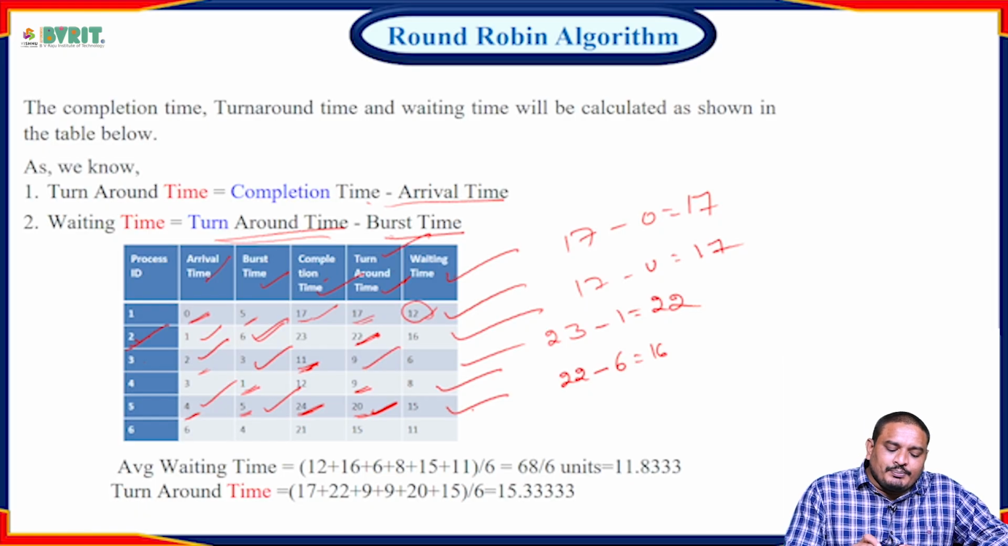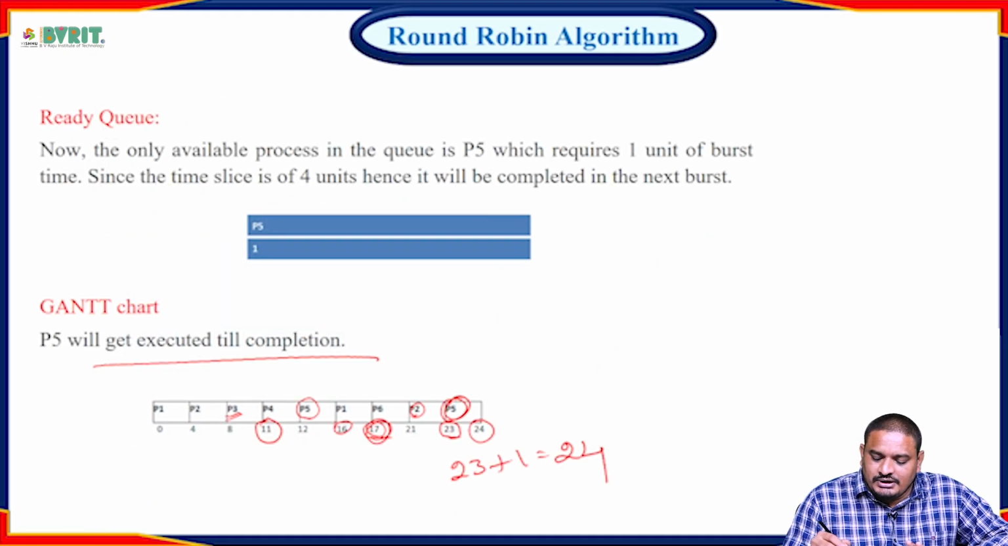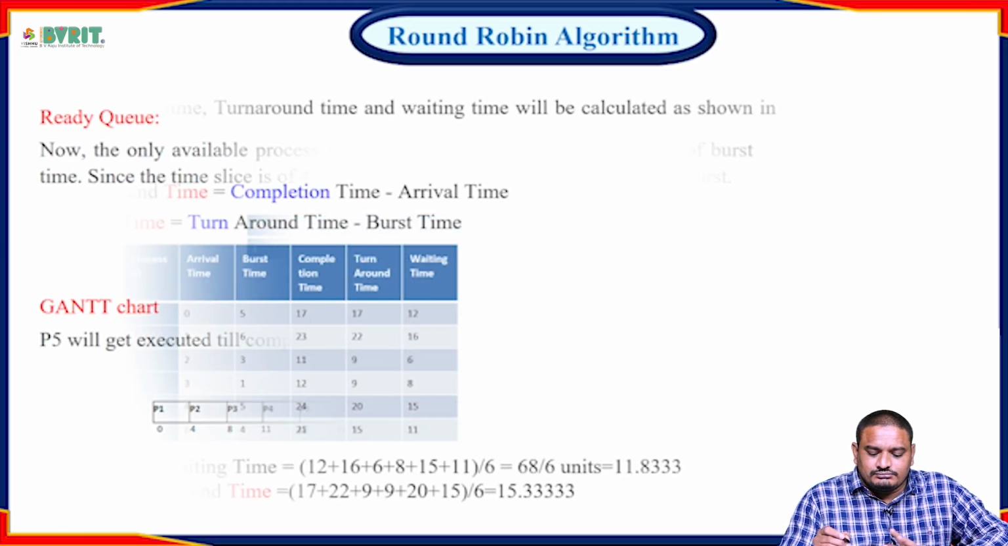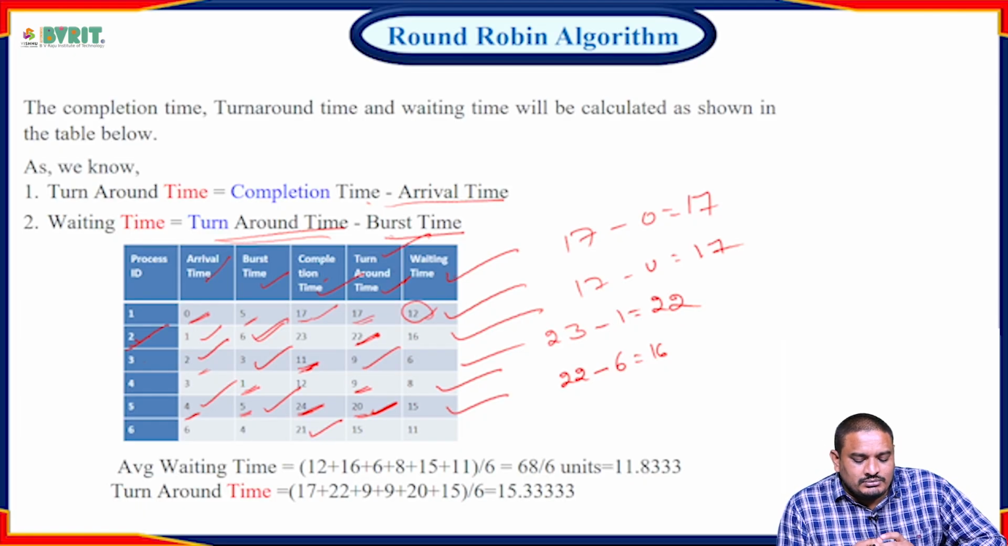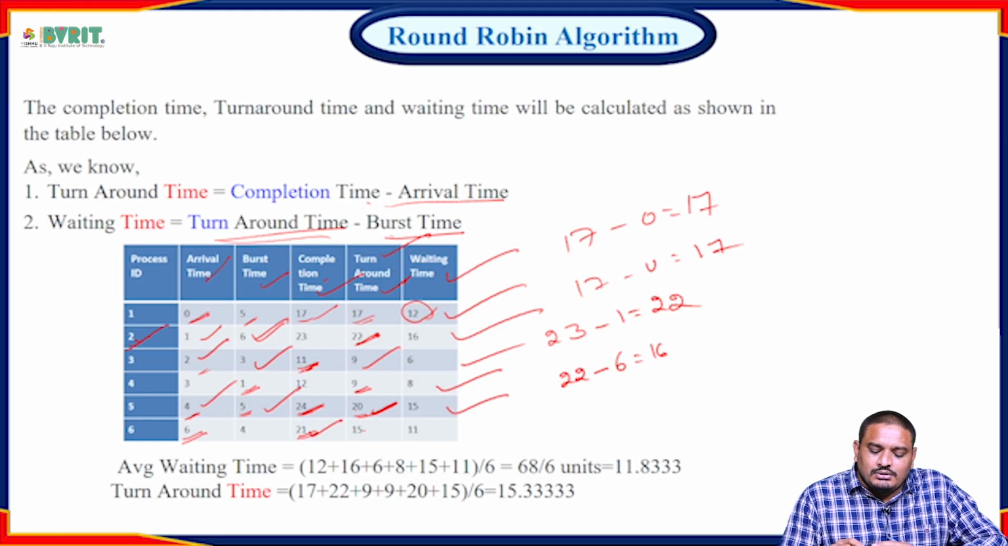Okay. Now, the process P6 is completed at what units? See in this table, the P6 process is there. The P6 process is completed at 21 units. Now we can calculate the turnaround time. That means 21 minus 6, that is 15. Next, you can calculate the waiting time: 15 minus 4, that is 11.